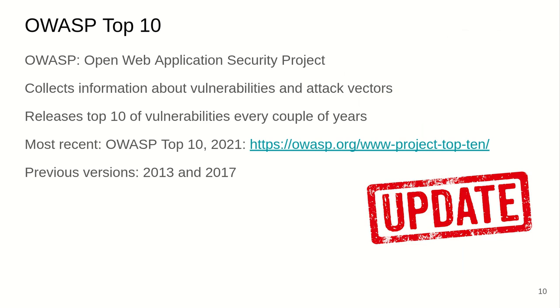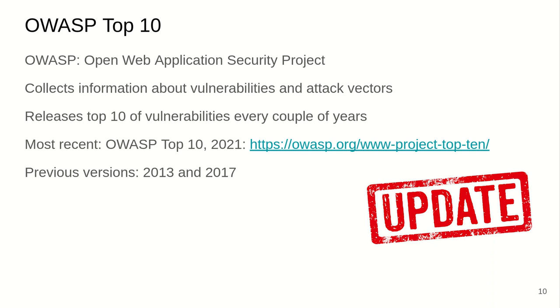The Open Web Application Security Project collects information about vulnerabilities and attack vectors. And every couple of years, they release the top 10 vulnerabilities, as in the biggest threats that can happen to individual applications. The latest or most recent version was released in 2021. The previous versions were from 2013 and 2017. So every 4 or 5 years, a new version is released.